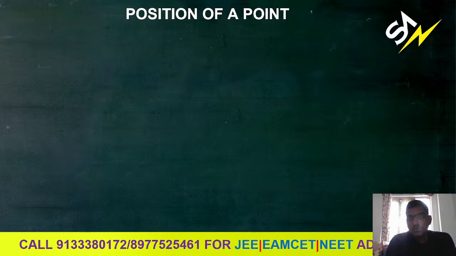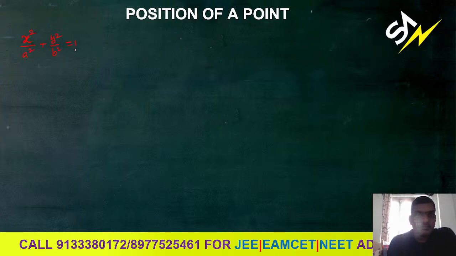Right, let us come to the topic. Today's topic is the position of a point with respect to the ellipse. So, what is the equation of the ellipse? The equation of the ellipse is x square over a square plus y square over b square is equal to 1.